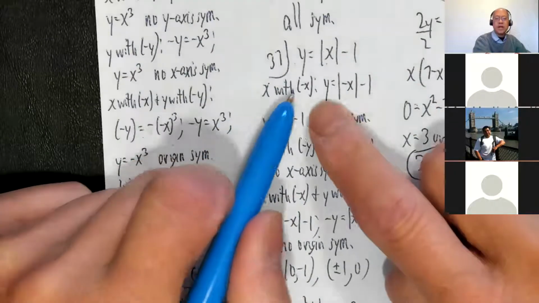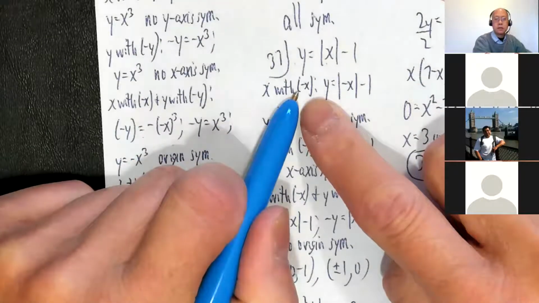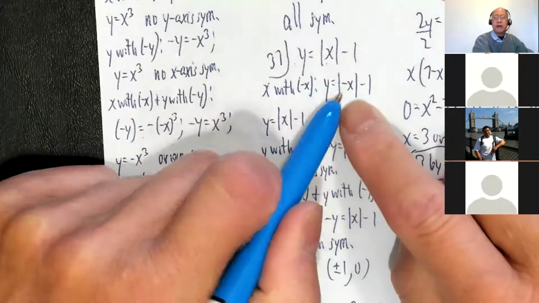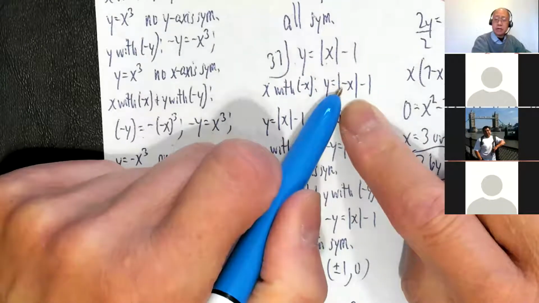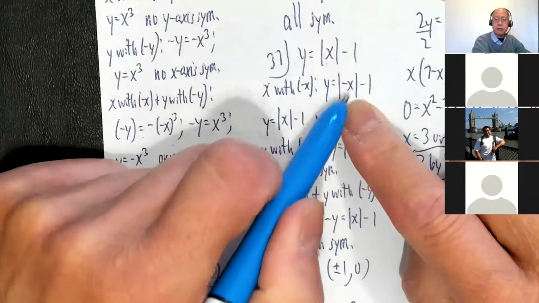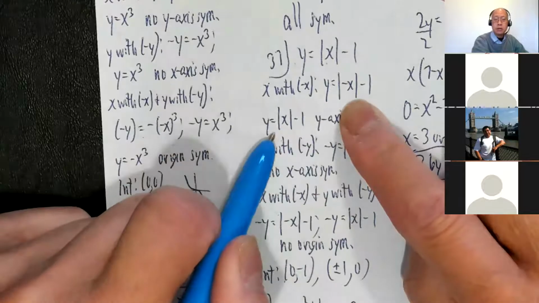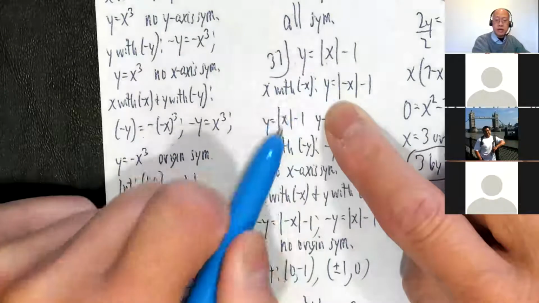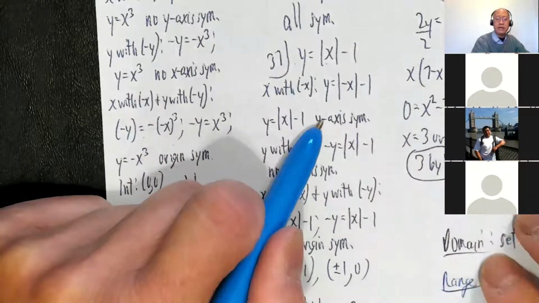Okay, replace x with negative x. Absolute value of negative x. But absolute value of negative x is the same as absolute value of x, isn't it? Because of the bars. So I do get an equivalent equation. So I do have y-axis symmetry.